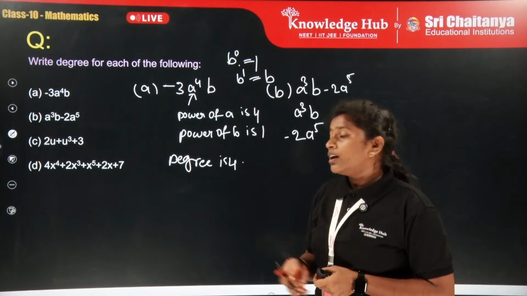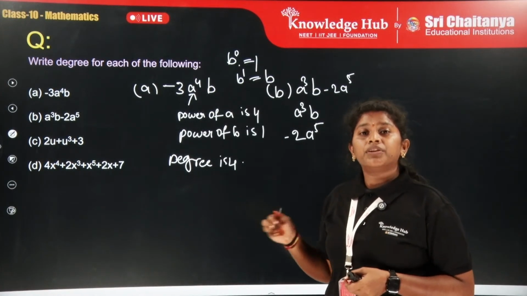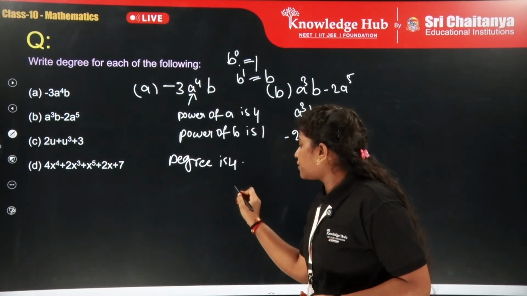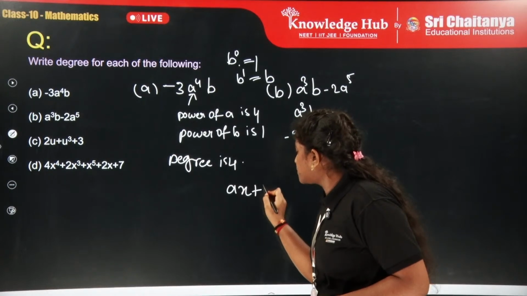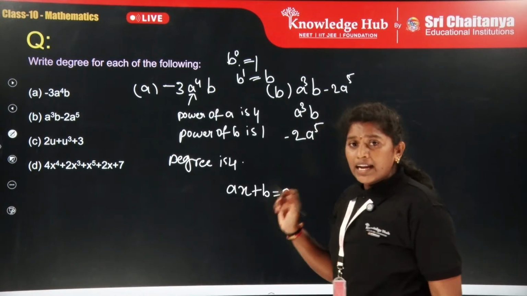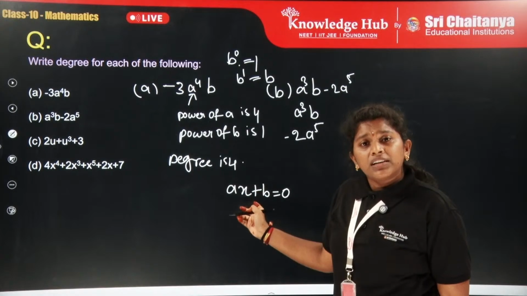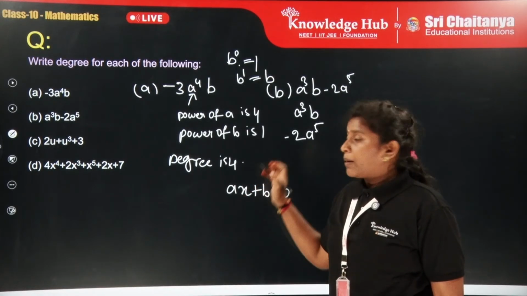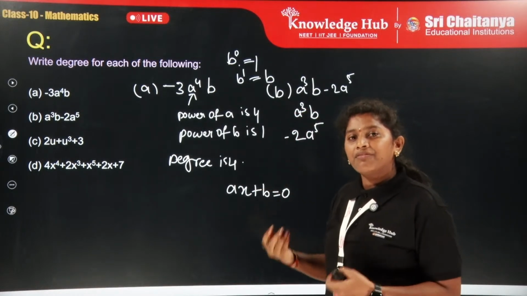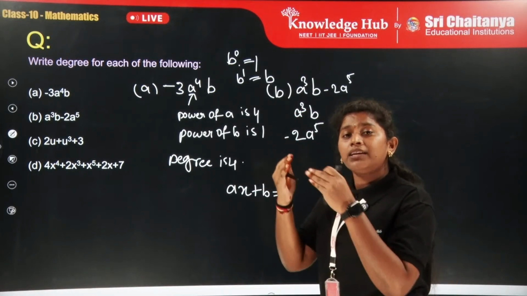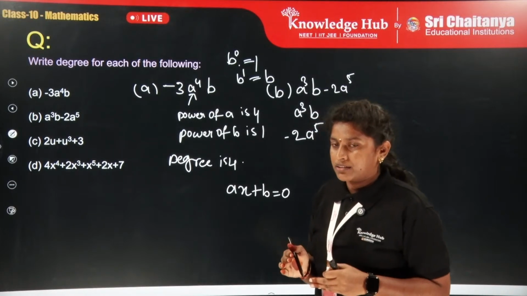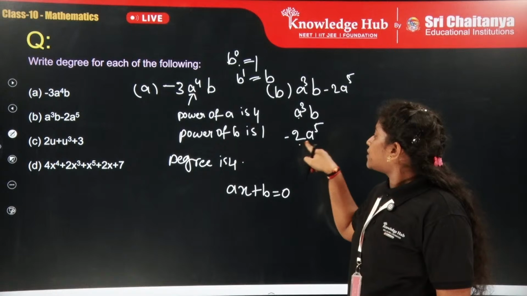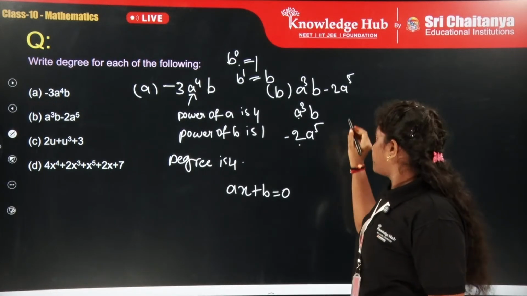we are going to consider whatever sign we are having for the coefficients, because in the general representation, for your linear equation, it will be ax plus b equals 0. That means in the general representation we can see only the plus sign, but in the given question they may have the minus sign also. That minus sign comes under the coefficient part. So now if you look here, the first one is a cube b and the second one is minus 2a to the power of 5.